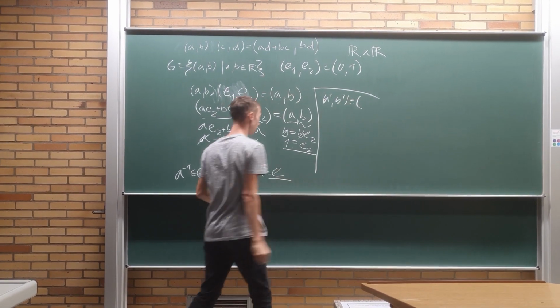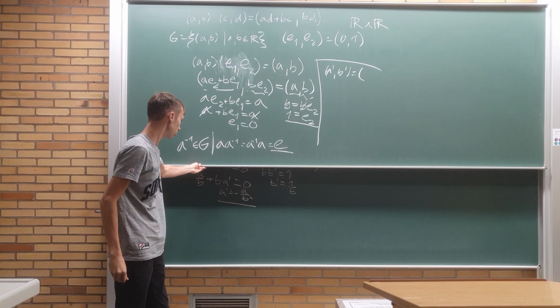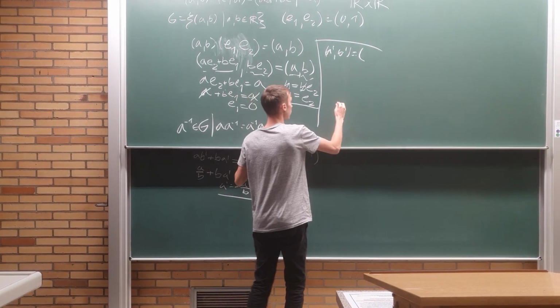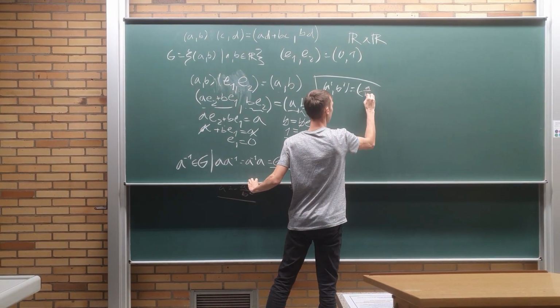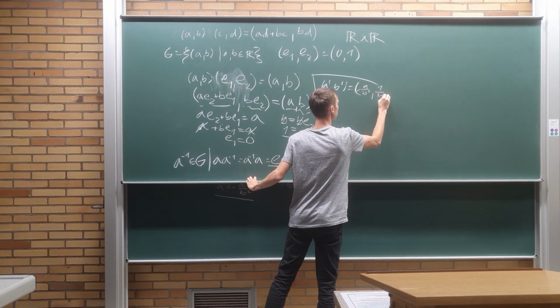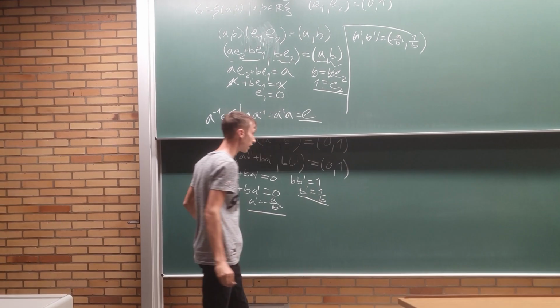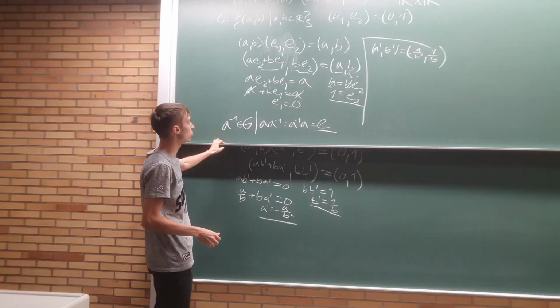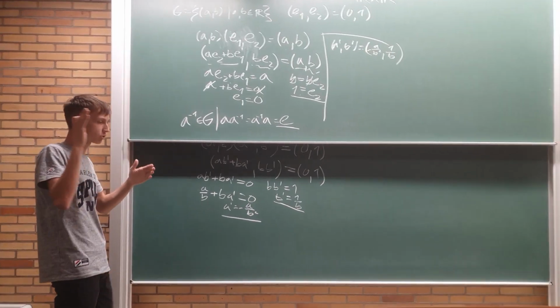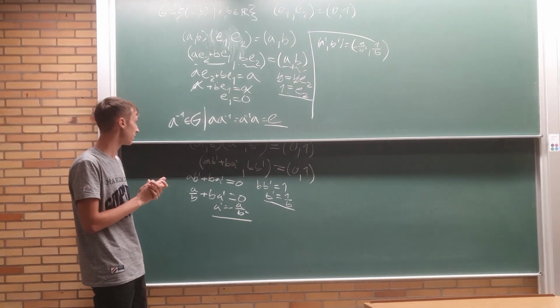And I just plug in here the results we got. So A prime is minus A over B squared, and the other one, B prime, was 1 over B. If that's correct from here. So that works. And why this was useful is because we've now expressed the inverse for any element in G as well.